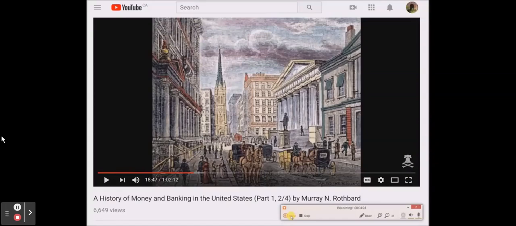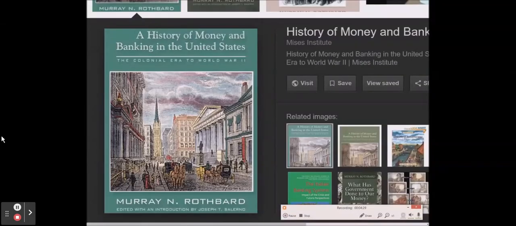What I thought I could do was sit down and read this book here at home and spend a couple hours reading it, and then come back in one of my YouTube videos and try and explain the banking system as to what was going on between the War of Independence and the Civil War. But it's complicated, and I can't say that I fully grasp it at this point.